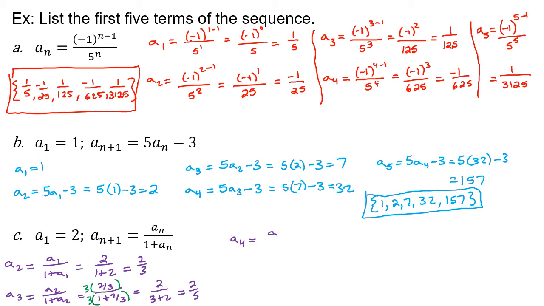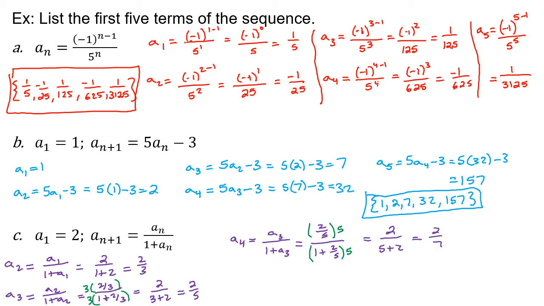And this is a sub 3 divided by 1 plus a sub 3. Sometimes the patterns don't really pop up terribly well, and it's kind of hard to see, but this one looks pretty good, because what I could do is multiply the top and the bottom by 5 in this case, and I'd get a 2 on top, and I'd get 5 plus 2 on the bottom, which is 2/7.